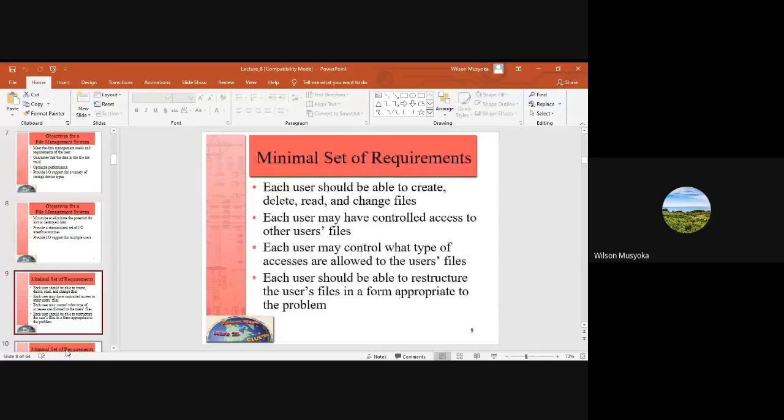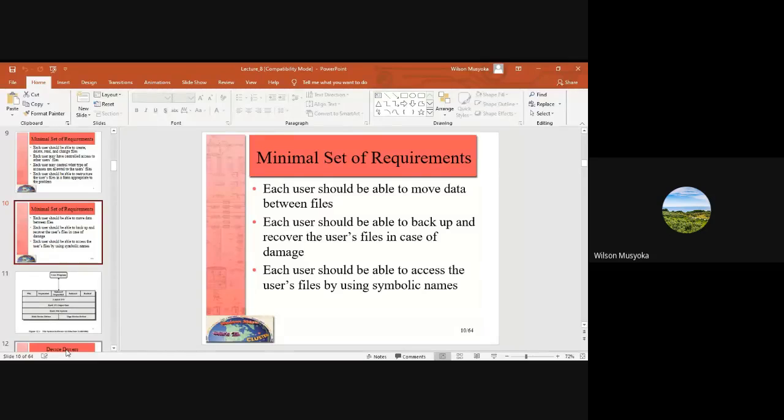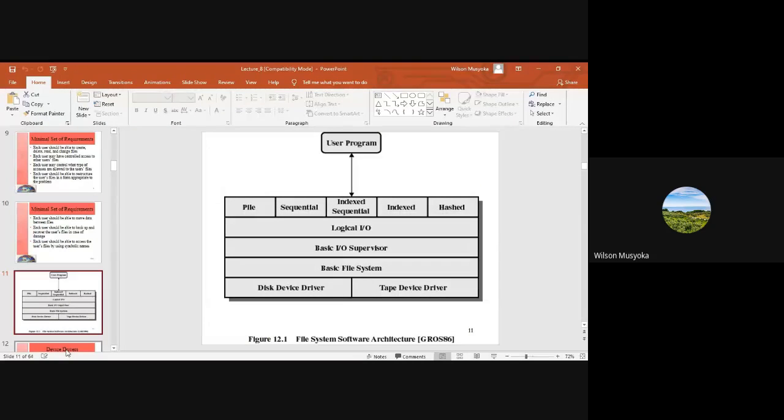This is one of your reading assignments, and to be specific, where I want you to look at is this diagram, which is summarizing. Here is a user program, and under it, we have how we do the management of files. We can do it in file form, sequential, indexed sequential, indexed, and hashed. These are some of the methods we use for file management.